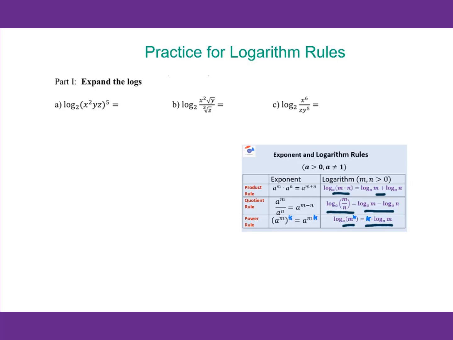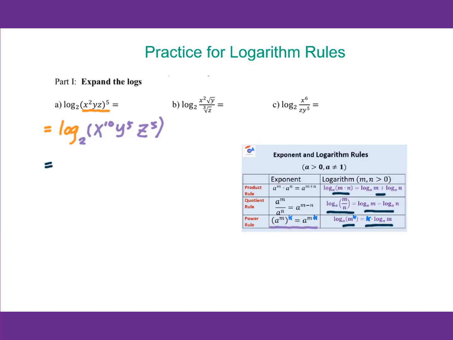Therefore, for A, first of all, we are working on a power of a power. We've got the log base 2 of a power of a power. We multiply the exponents. Here's the rule. Therefore, we got x to the 10th power, y to the 5th power, z to the 5th power.